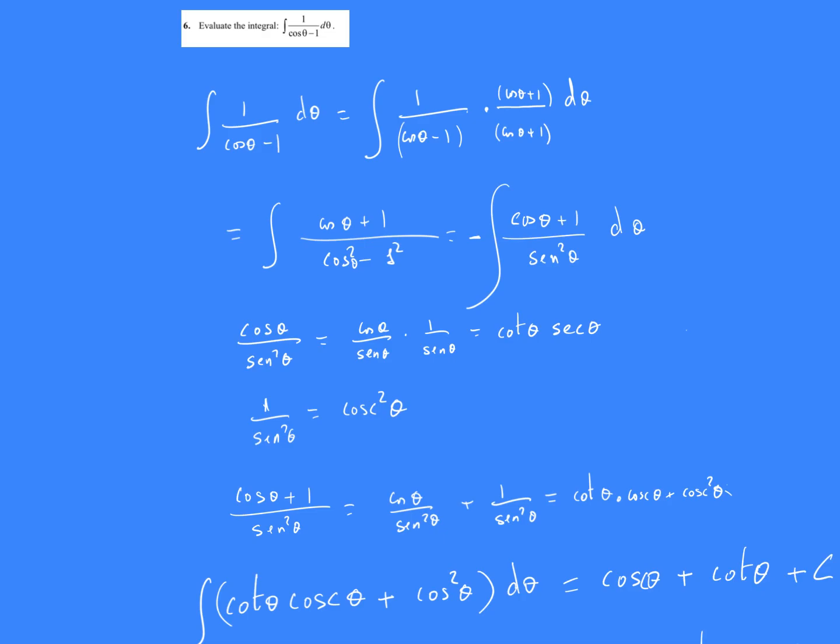Okay, let's go to the next problem. Find the integral of 6 divided by the square root of 10x minus x squared. What I will do is try to write the denominator as a perfect square, the square of something. Let's do it.